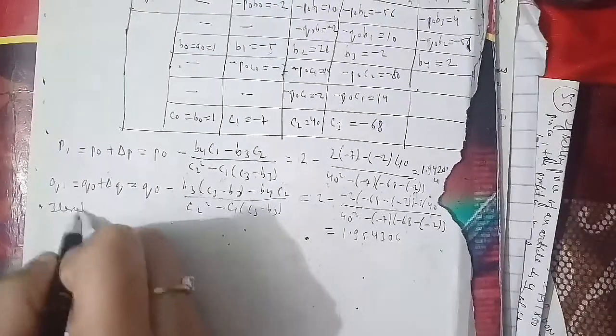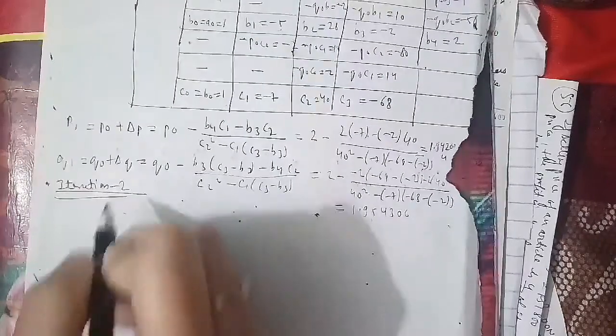We'll discuss what else we have to cover as well. For iteration 2, we make a table for the same.